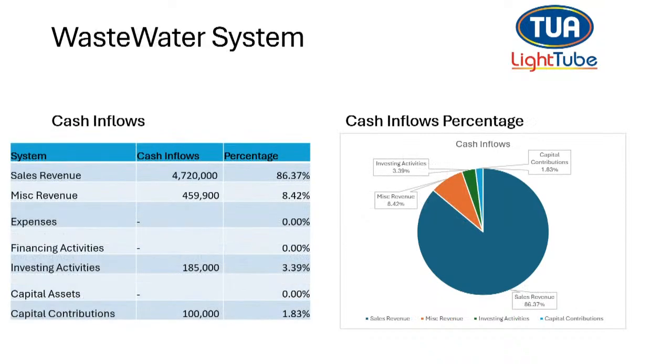Next slide. All right, for our wastewater system, our sales revenue is roughly 86% of our cash inflows. Miscellaneous revenue, which will be connect fees, taps, items like that, is roughly 8%. And then we've got investing activities, which is about 185,000, which is the interest on the amounts that we have in reserves. And then our capital contributions, we're expecting about 100,000 as far as developments go for aid.